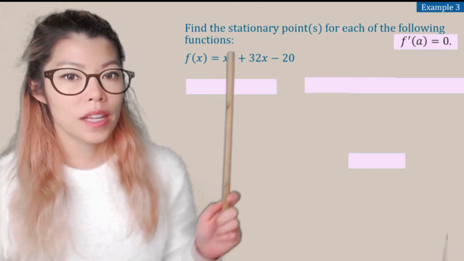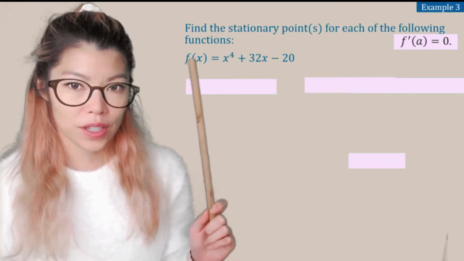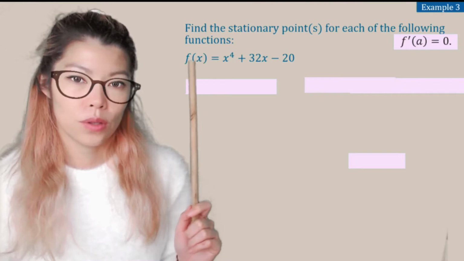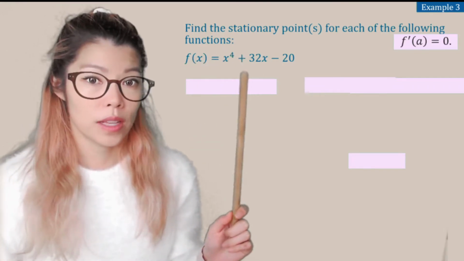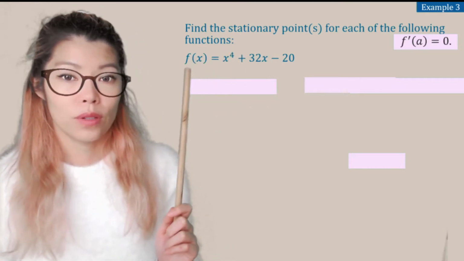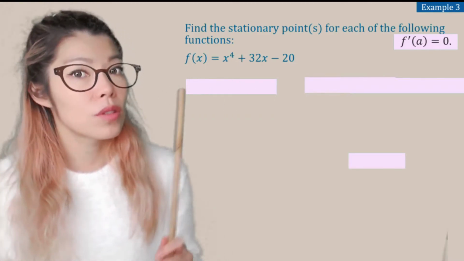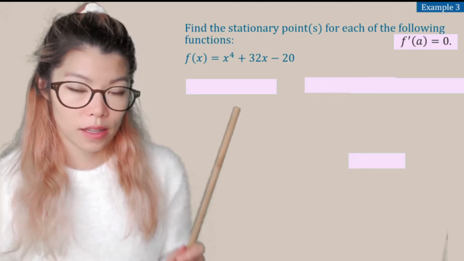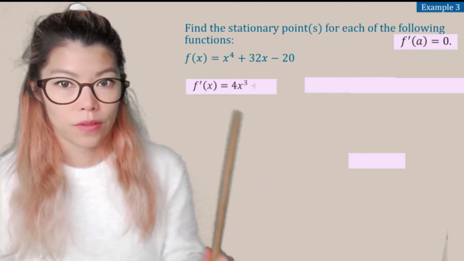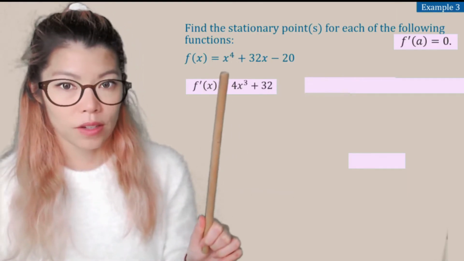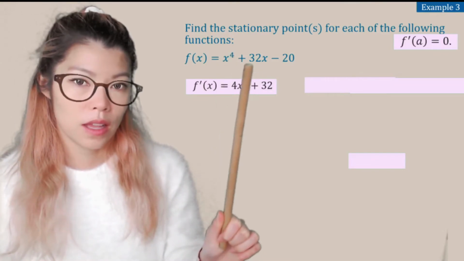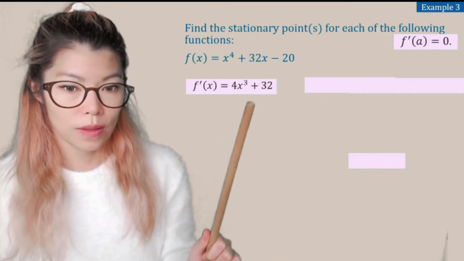Example 3, find the stationary points for each of the following functions. So we are up to x to the power 4 plus 32x minus 20. So x to the power 4 is a quartic, so you might have 0, 1, 2 or 3 answers. Let's have a look. So if we differentiate that, we bring the 4 down, 4 take away 1 is 3, and 32x just becomes 32.